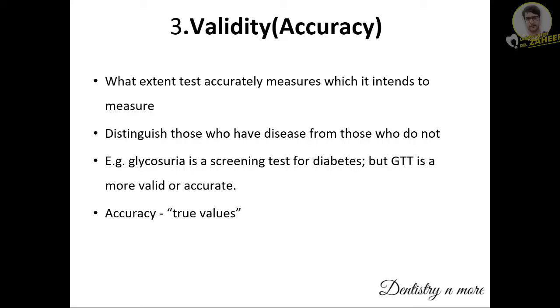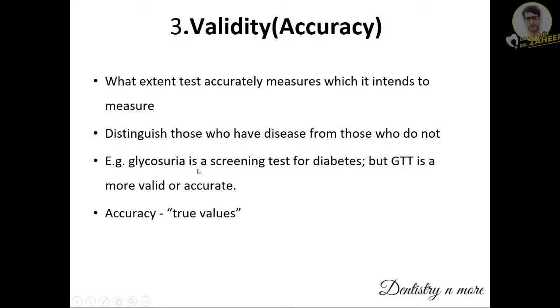Let's take the RT-PCR. Its accuracy is around 95%. It means if a population has 100 people with COVID-19 disease, the RT-PCR would be able to detect 95 out of 100. Still, it is not able to detect 5 people with disease. So that is the accuracy or validity: to what extent the test can measure what it intends to measure. So it distinguishes those who have disease from those who do not.